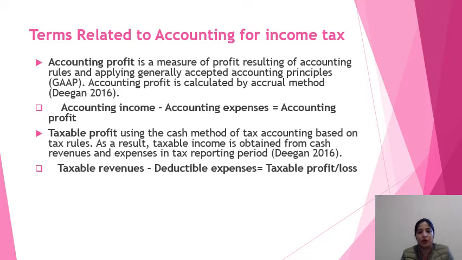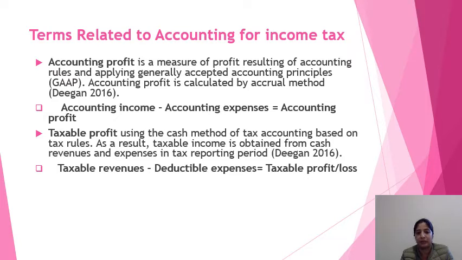Terms related to accounting for income tax. Accounting profit. Accounting profit is a measure of profit resulting from accounting rules and applying generally accepted accounting principles. Accounting profit is calculated by the accrual method. Accounting profit comes when we deduct accounting expense from accounting income.